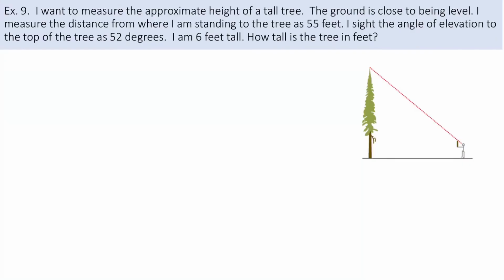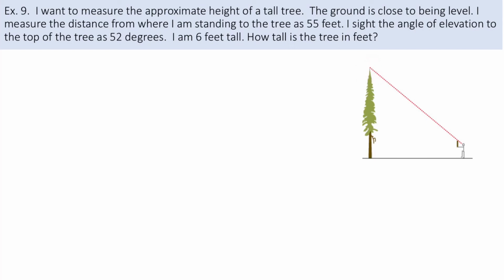Here's my last example. I want to measure the approximate height of a tall tree. The ground is close to being level. I measure the distance from where I am standing, so here's me, my person, to the tree. That's this distance here, 55 feet. I sight the angle of elevation to the top of the tree, right here, as 52 degrees. I am 6 feet tall. How tall is the tree in feet?